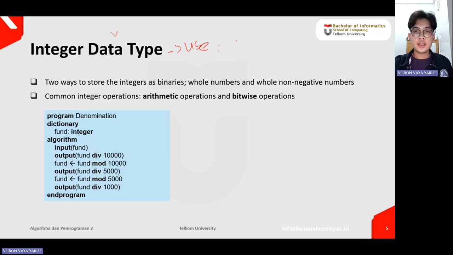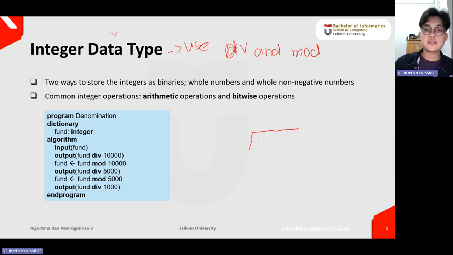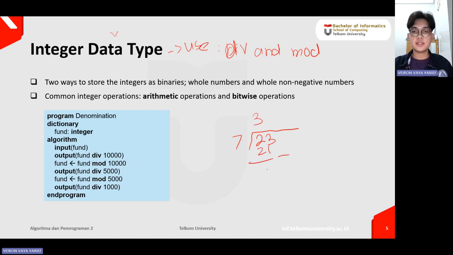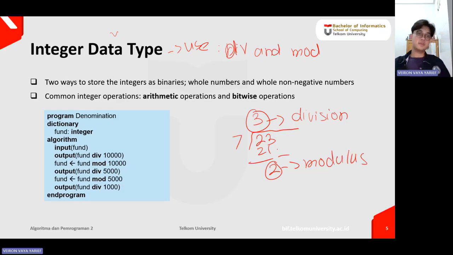You need to use the operations division and mod. Okay, so maybe we're already familiar with these operations, but let me teach you how we actually use them. Maybe we're familiar with this from middle school or high school when we take, for example, 23 divided by 7. You will get 3 on top here, and 21 minus it, you get 2. 3 is the division value, the div value. 2 is the modulus value, okay? That's what's important in the integer data type.